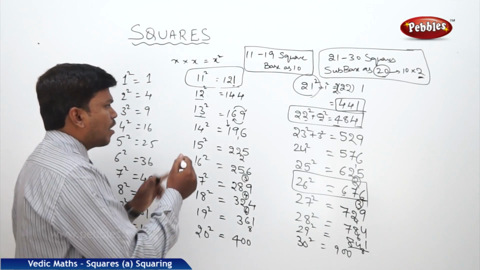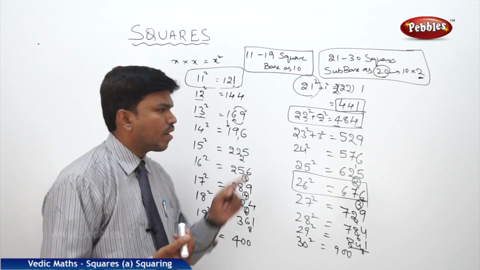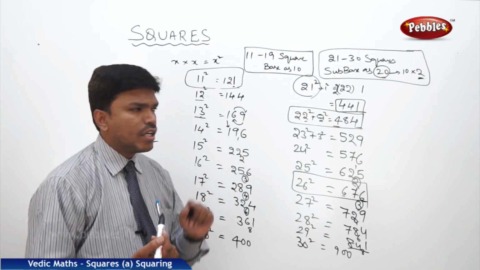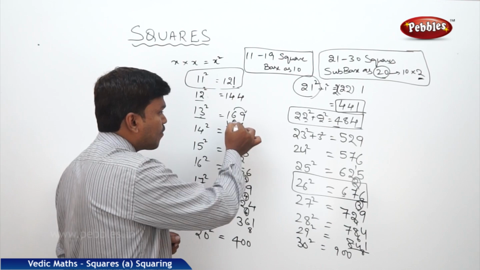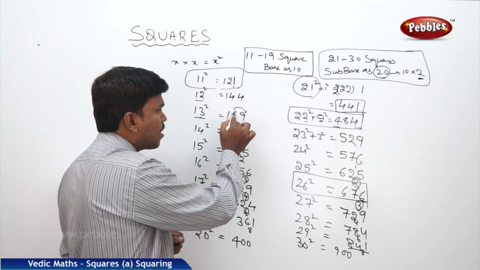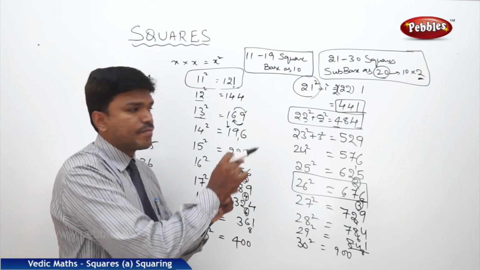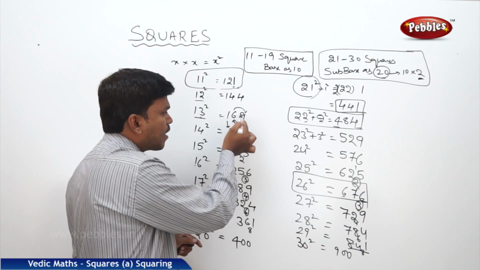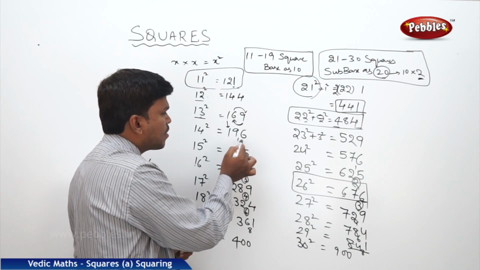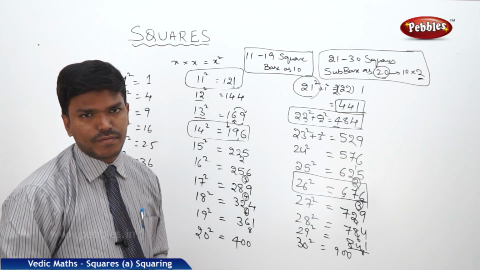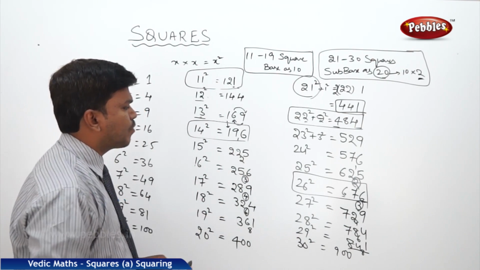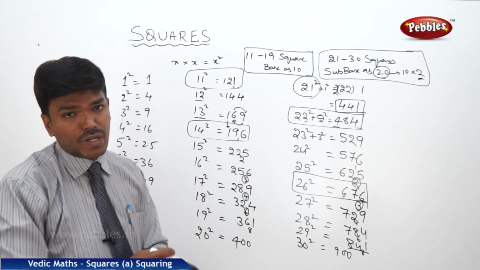Now, suppose you know 13 square. 13 square is 169. You simply drop the hundreds place digit and interchange the digits of the tens place and the ones place. So 9 in the 6th place and 6 in the 9th place. So you will get 14 square, that is 196. Like this you can remember the 14 square.